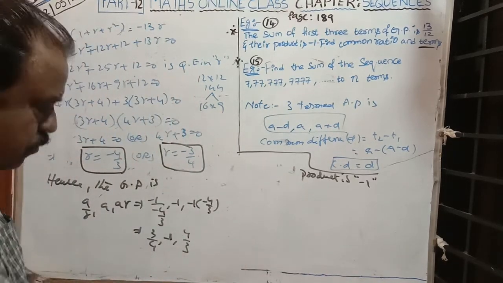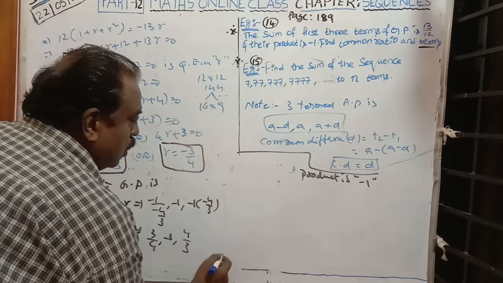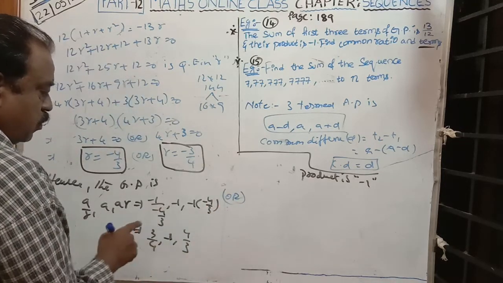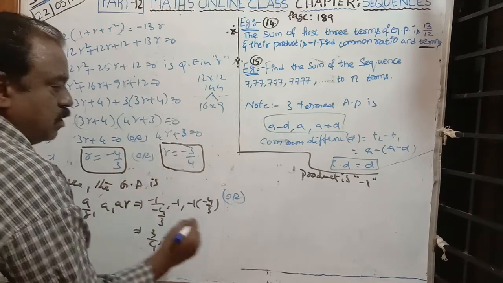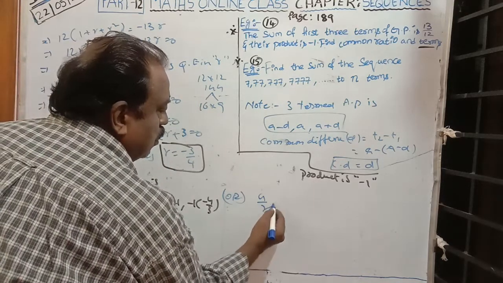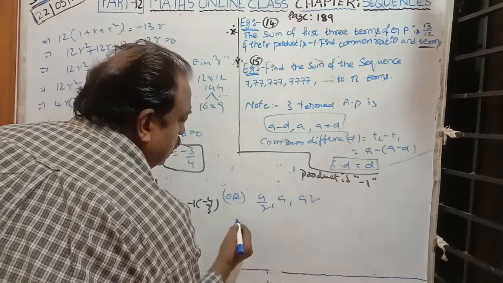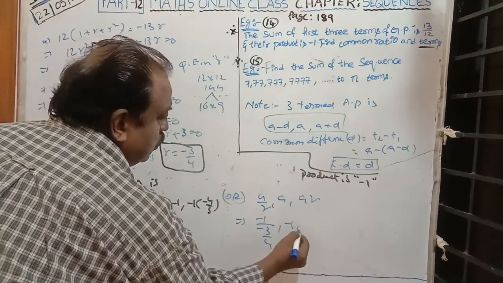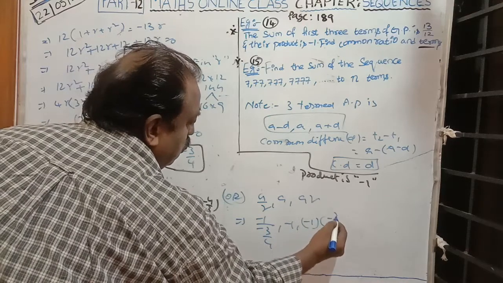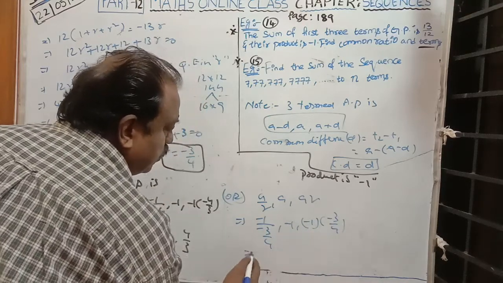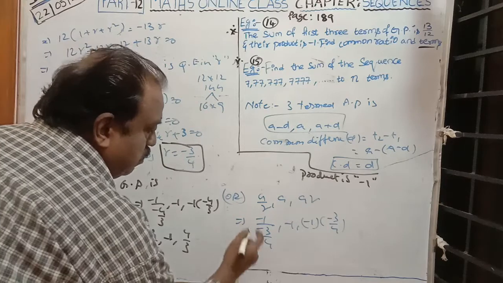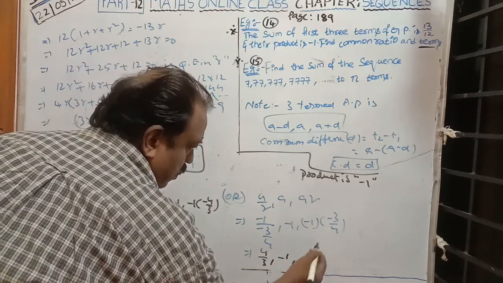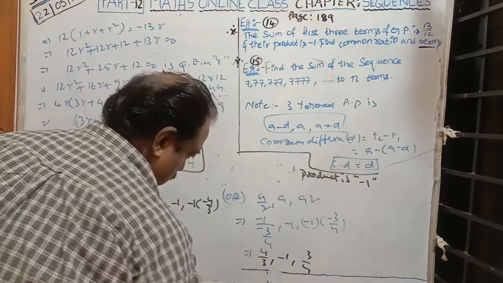Or you see here, otherwise A is minus 1, but R, we may take minus 3 by R also. A by R implies minus 1 by minus 3 by 4, minus 1 into minus 3 by 4. That implies it is plus or minus 4 by 3, or minus 1 into minus plus 3 by 4.